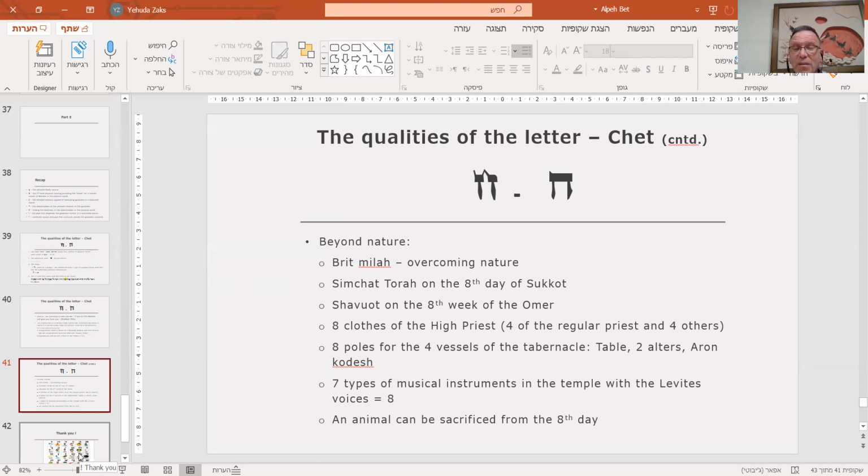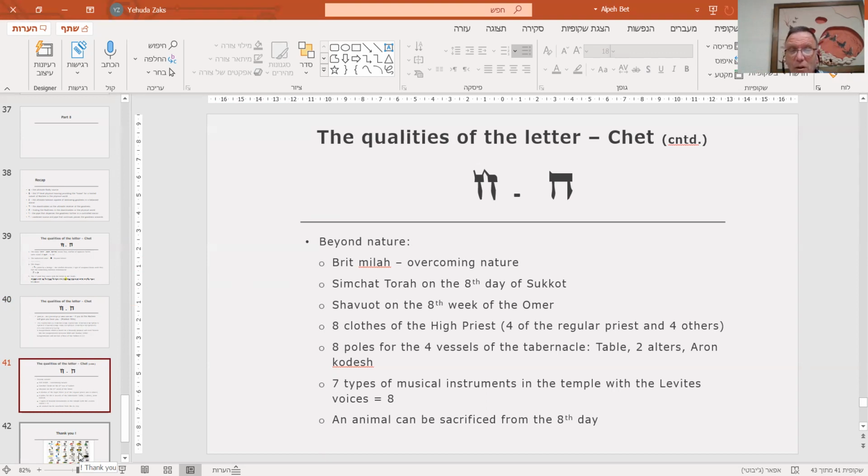And the high priest wears 8 pieces of clothing, and he cannot wear 7, he cannot wear 9. Very specific clothing. In fact, they're divided into 4 and 4, which reminds us a little bit of dalet. Dalet is this world, but you take these 2 forces together, you create the supernatural.